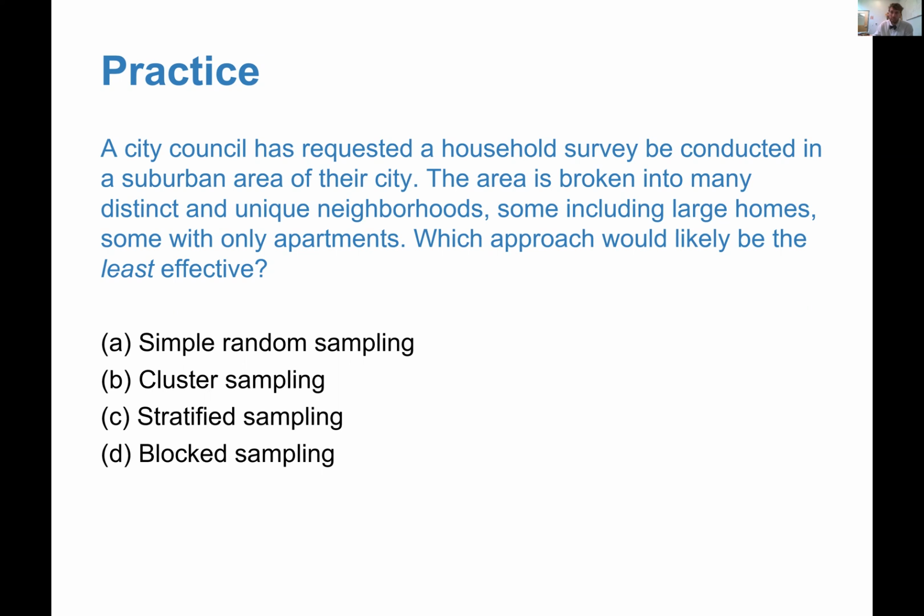Okay, so the least effective is cluster sampling, because you could end up getting too many neighborhoods with only apartments or too many neighborhoods with large homes, and then your sample would be biased. So either going with a simple random sample or stratified sample would be better. And then blocking is something we're going to learn in the next section. So it's not even a possible answer for this question. All right, that completes section 1.3.